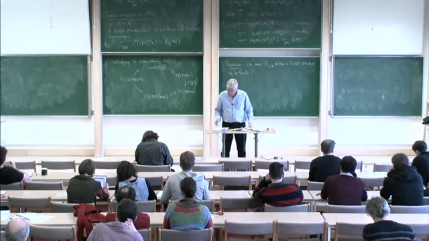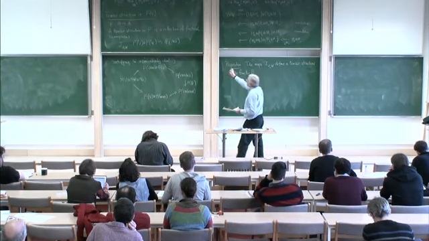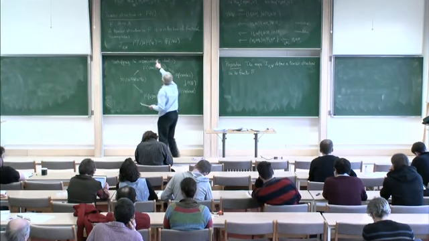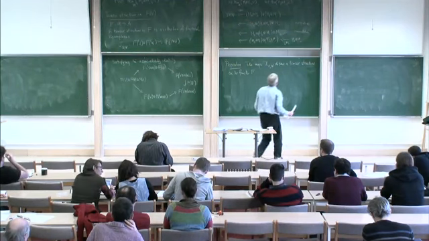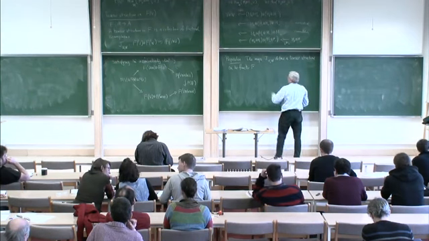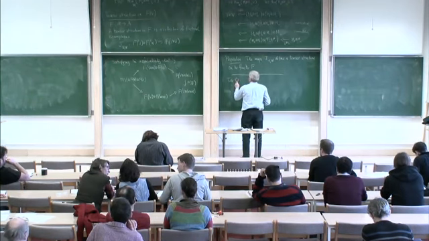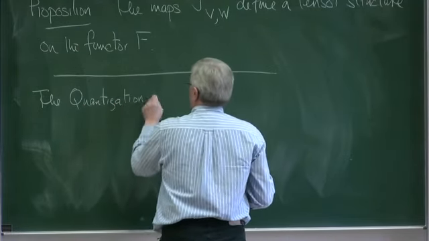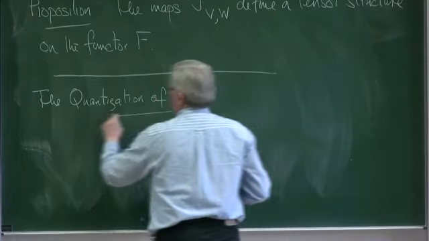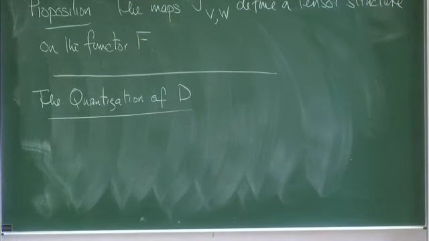Okay, so now we've got this tensor functor. We've got this compatible system of isomorphisms between these things. And now out of this, I'm going to construct the quantization. I'm now going to construct the Hopf algebra. And remember, I'm still working in the context where my Lie algebra D is the double of a Lie bialgebra.